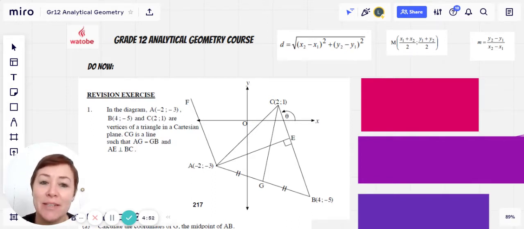about an analytical geometry course that I'm going to be running on Saturday, the 30th of October. It starts at 10 a.m. and finishes at 1 p.m., so it's 3 hours of intensive analytical geometry.